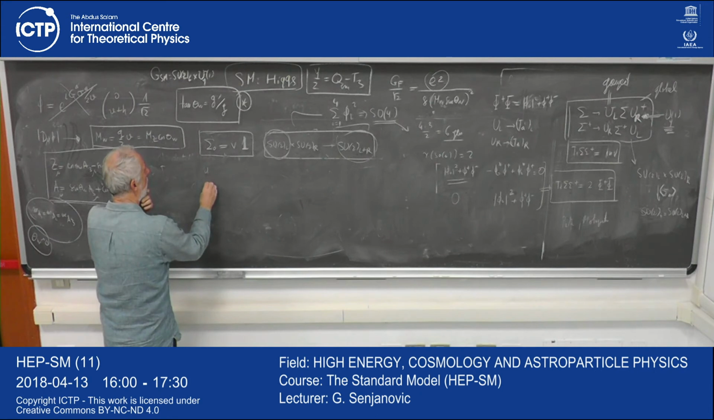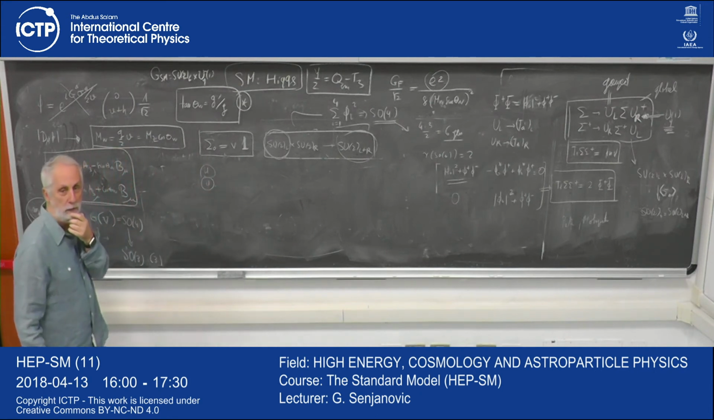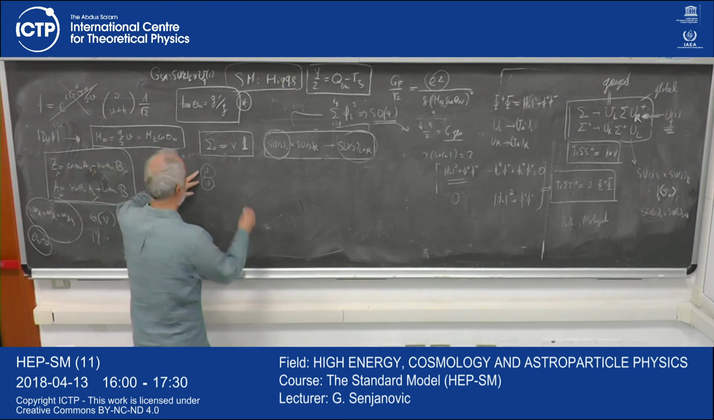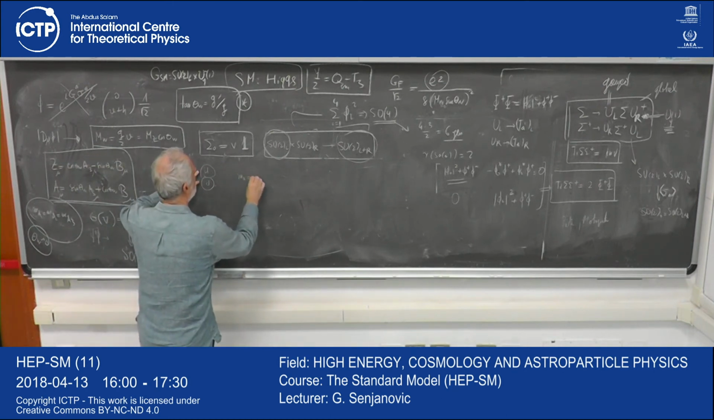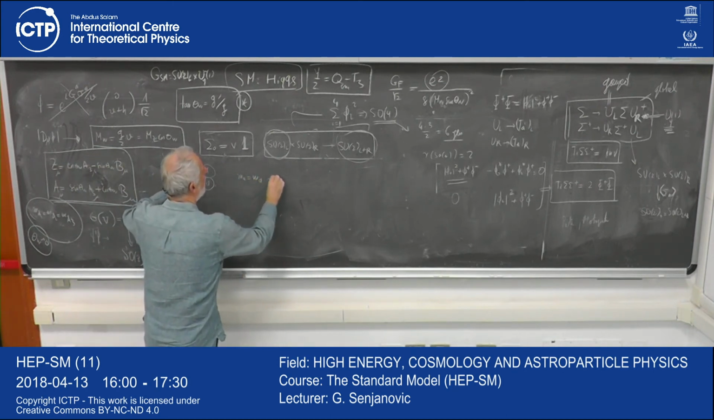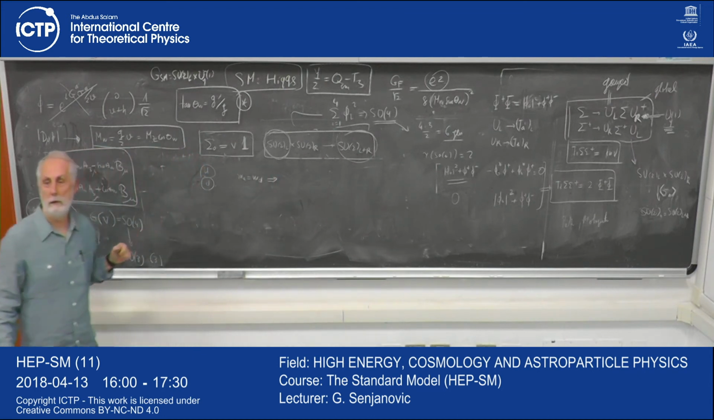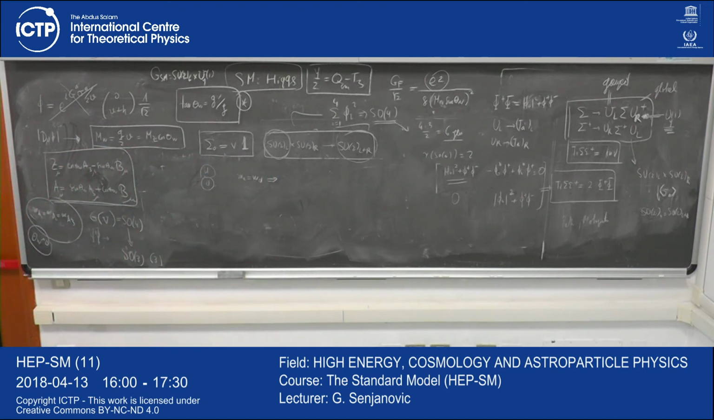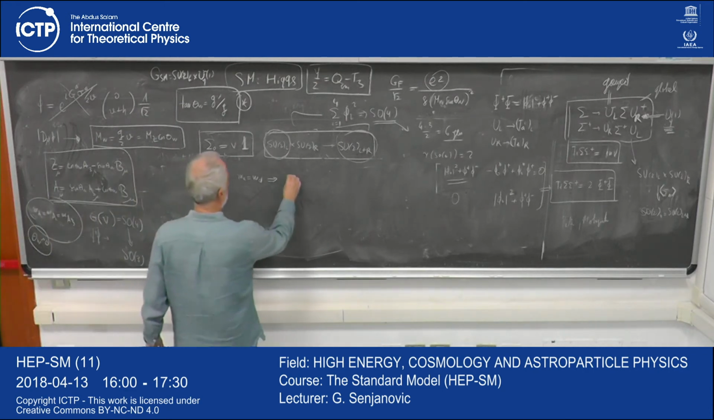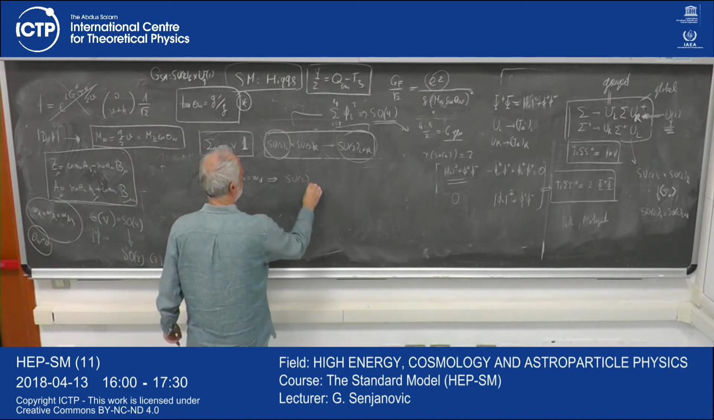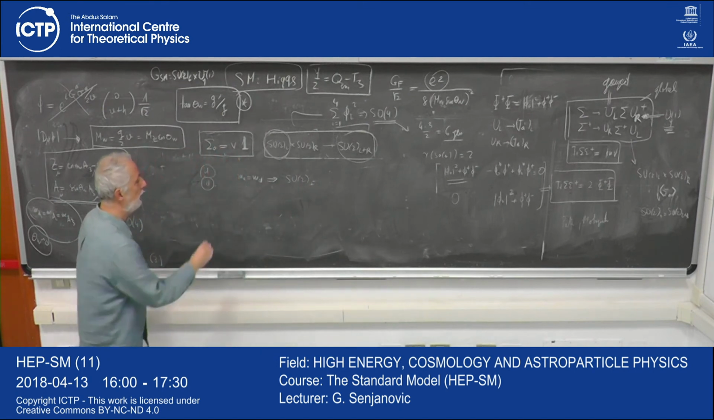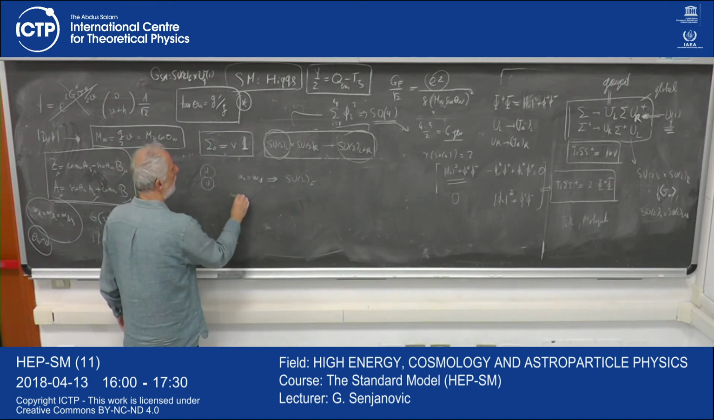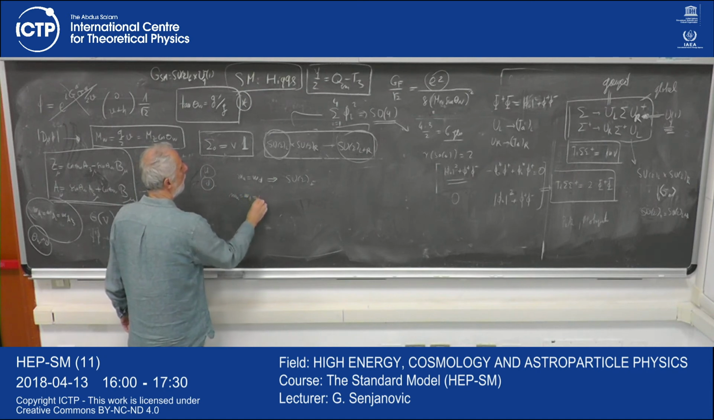Take an up and down quark. Imagine that there is only up and down quark. If m up is equal to m down, you would have a symmetry, which we have a name for: isospin symmetry. It's the famous SU(2) isospin symmetry. Imagine that m up is equal to m down is equal to zero.